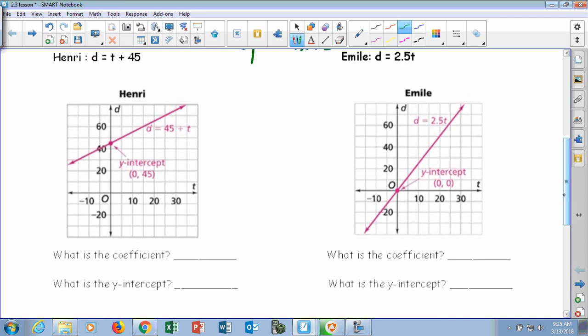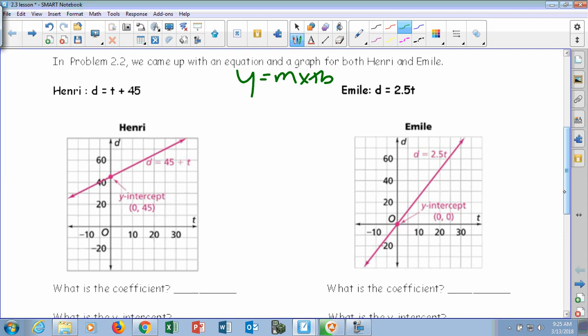So if we go on here, it says, what is the coefficient for Henry's equation? When we look up at Henry's equation, based on that little vocabulary review that we just had at the top of the page, what is our coefficient, Ava Demers? Okay, so our t, this is really y equals mx plus b. So in this equation, Ava, they replaced y with a d, and they replaced their x with a t, which is fine. They do that sometimes, depending on what we're talking about. In this case, we're talking about distance and time, so they changed it to d and t.